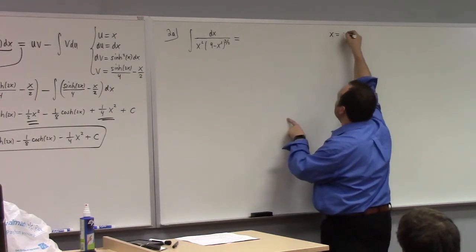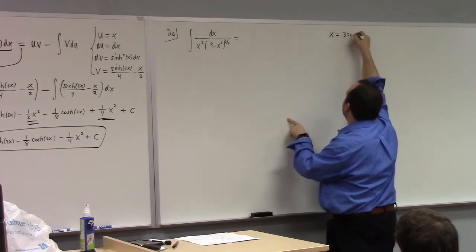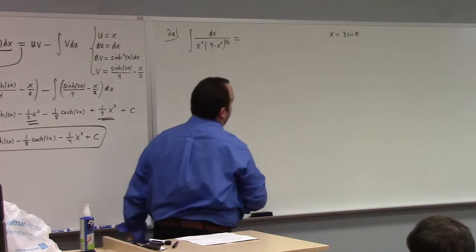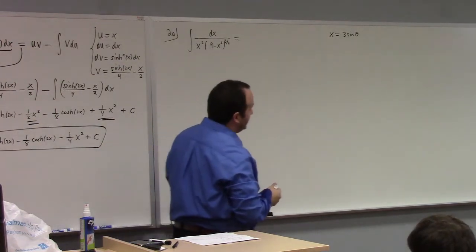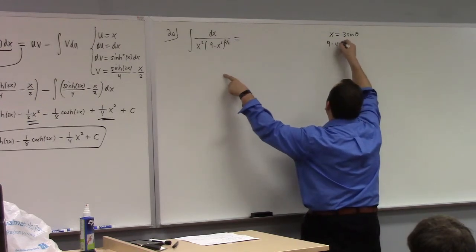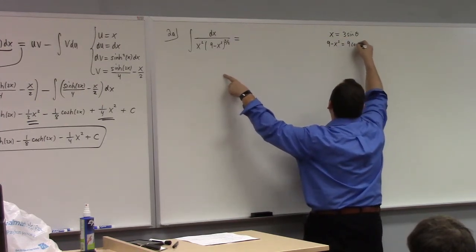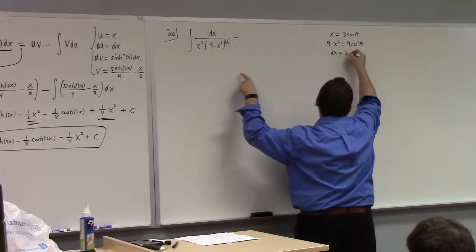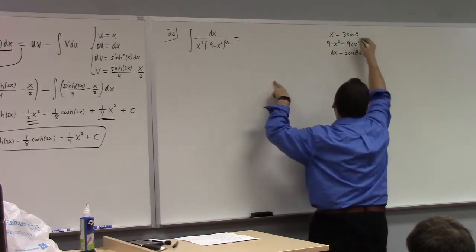How about x equals 3 sine theta? That seems like a good choice to me because we've got a radical downstairs and it's 9 minus something squared, so 3 sine theta is a good trig substitution to make here. With that substitution, 9 minus x squared is 9 cosine squared theta. And of course, dx would be 3 cosine theta d theta.